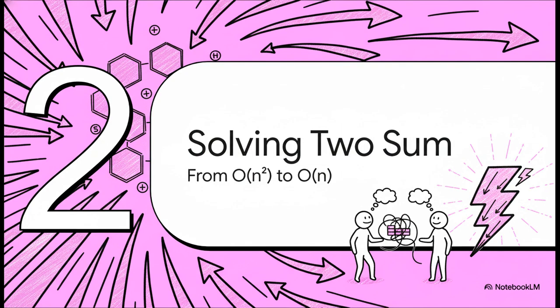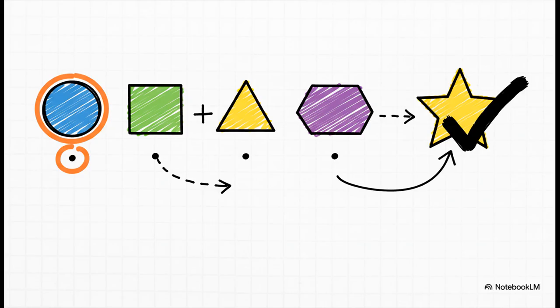All right, let's put this into practice. We're diving into our first challenge, two-sum. And we're going to see how to take a clunky, nested loop solution and transform it into a sleek, single-pass masterpiece. So here's the problem, and you've probably seen it before. You get a list of numbers and a target value. Your only job is to find the locations, the indices, of two numbers in that list that add up perfectly to that target. A true classic.